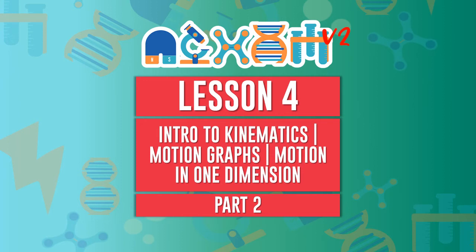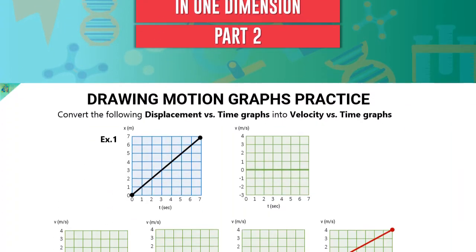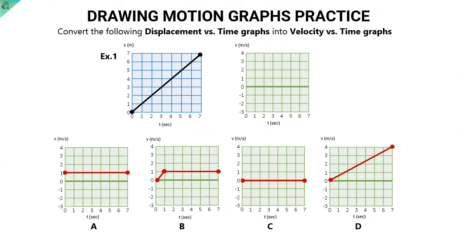Okay, we are now on the last part of lesson 4, Introduction to Kinematics, Motion Graphs, and Motion in One Dimension. So for this last part, we're going to practice drawing motion graphs and converting them from one type of graph to another, specifically displacement versus time into velocity versus time graphs. Let's start with our first example here.